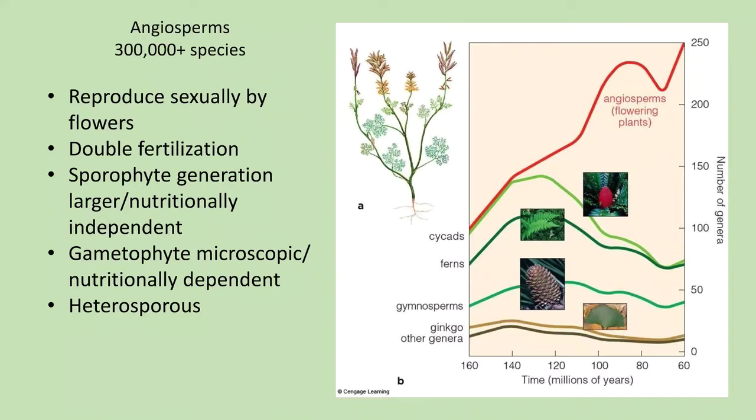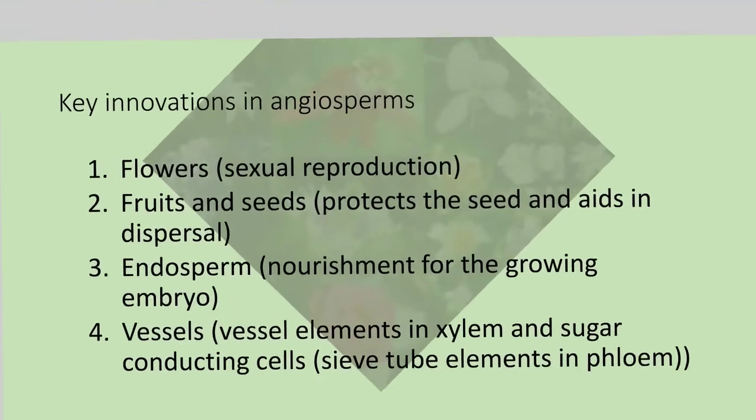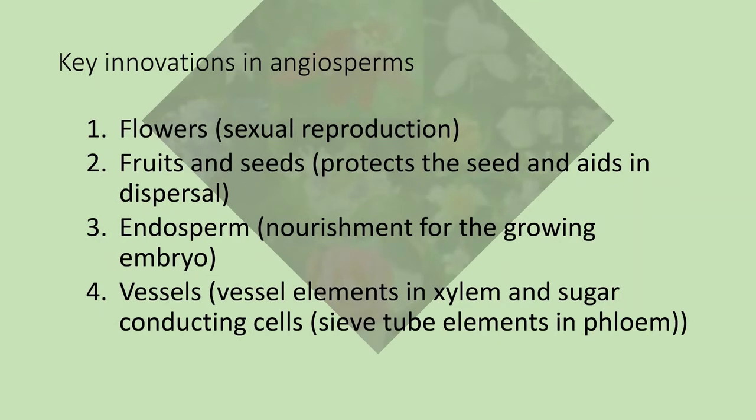Here you can see on the slide just a reminder of some of the adaptations of angiosperms. But taking off like this, it was really due to several key innovations. And so one of the main innovations that really helped angiosperms be successful are their flowers. Flowers are the organs for sexual reproduction. And so we're going to look a little bit more at those.